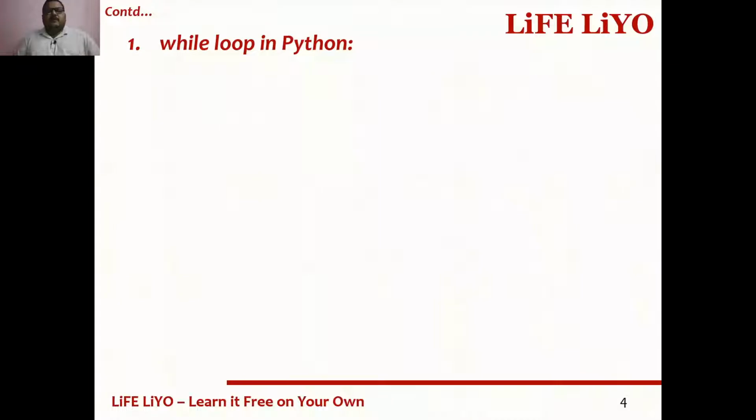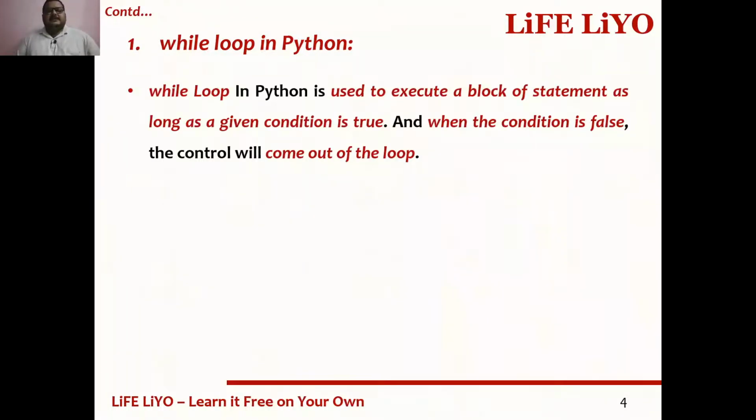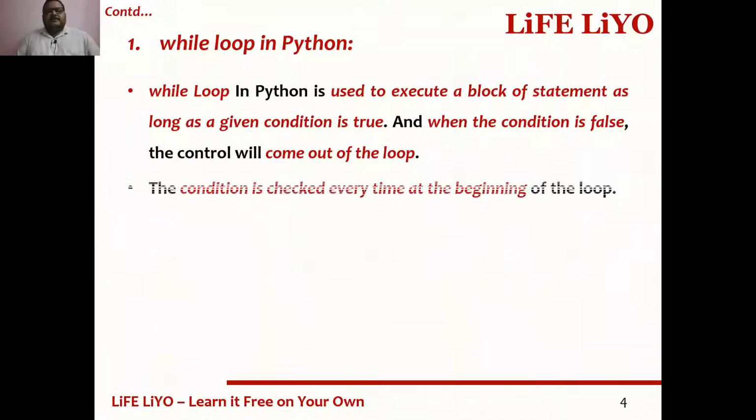What is while loop? How does it work? While loop in Python is used to execute the same block of statements as long as the condition is true. Whenever the condition becomes false, the control will come out of the loop. Here the condition is checked every time at the beginning of the loop. That's why they are also known as entry controlled loops.